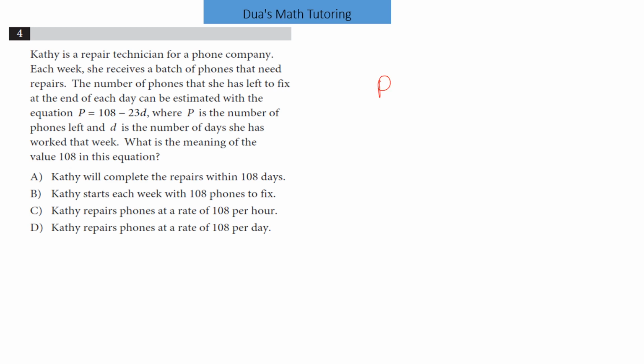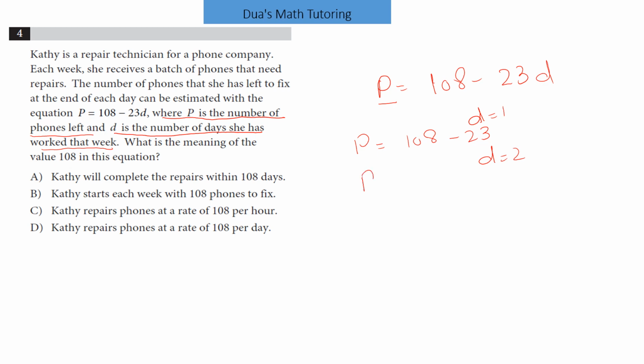So our equation is P equals 108 minus 23 times D, where P, what is P? So we can see here P is the number of phones left, and what is D? D is the number of days she has worked that week. Let's say D equals 1. So the number of phones left at the end of day 1 will be 108 minus 23. Let's say D equals 2. So P equals 108 minus 2 times 23, which is 62. So these are the number of phones left at the end of day 2.